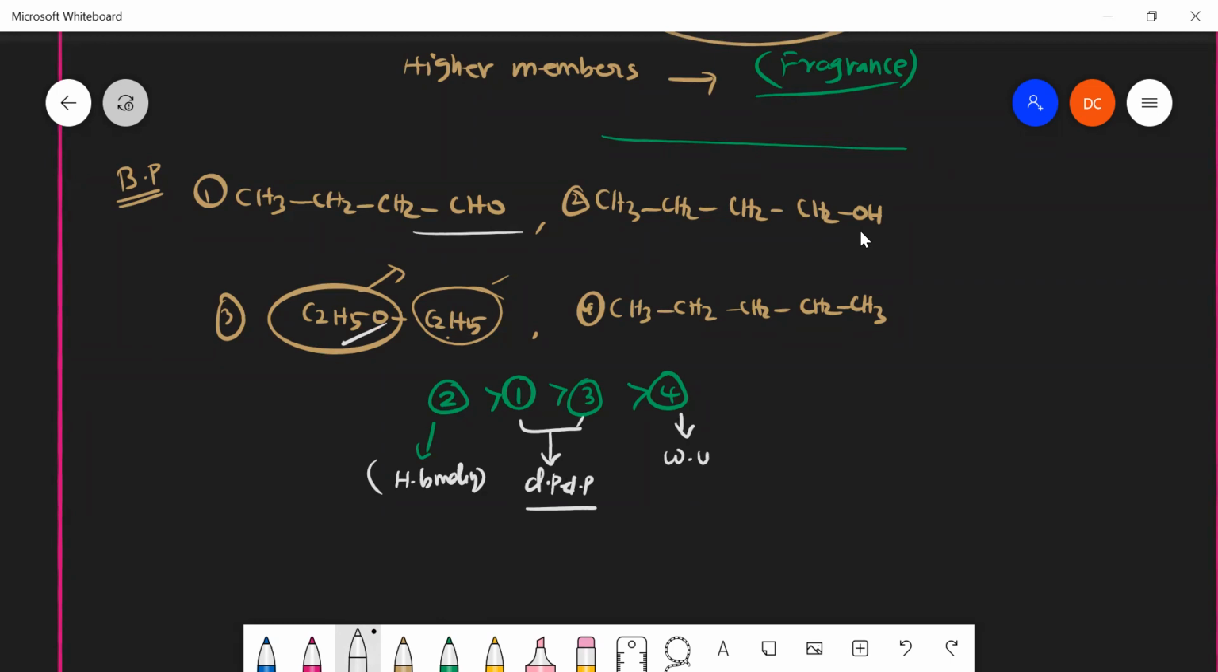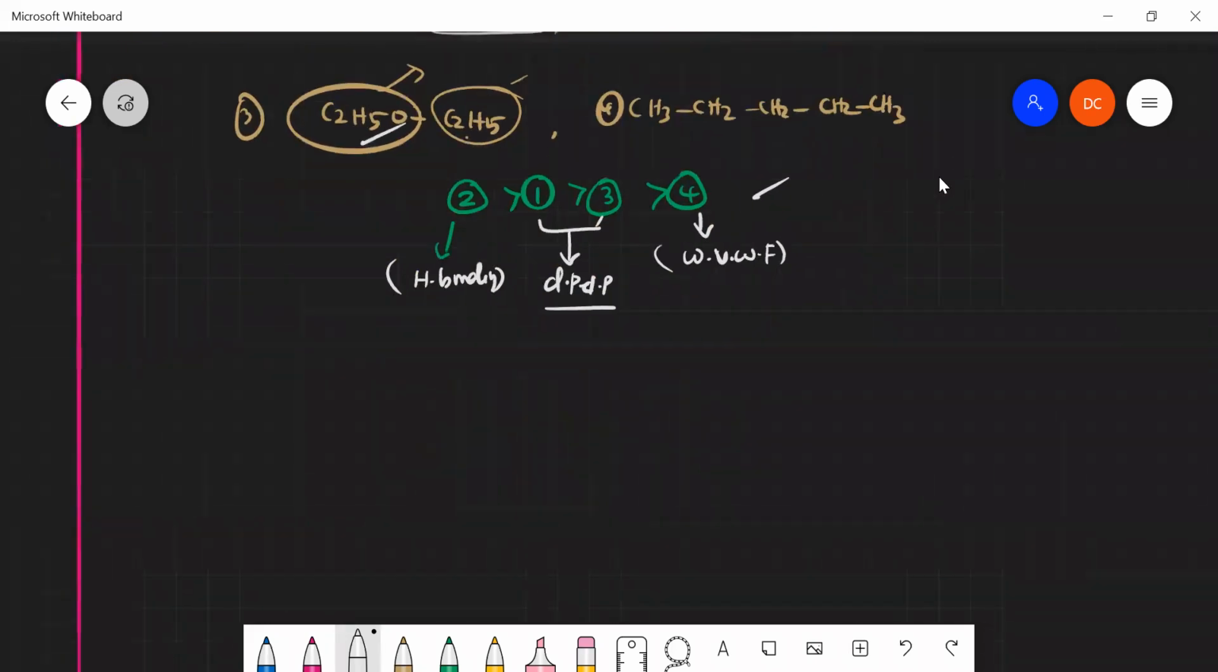Weak van der Waals forces of attraction. That is somewhat very weak. So based on force of attraction also we can arrange it. Okay. So we can say the boiling point order.